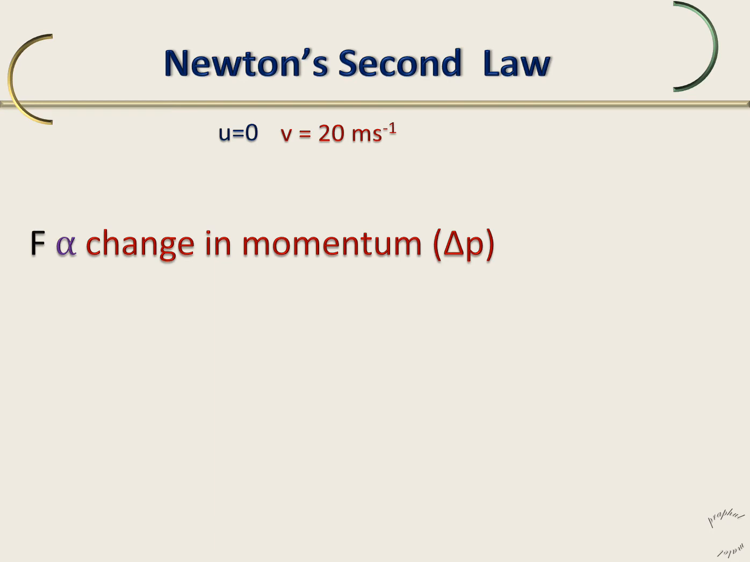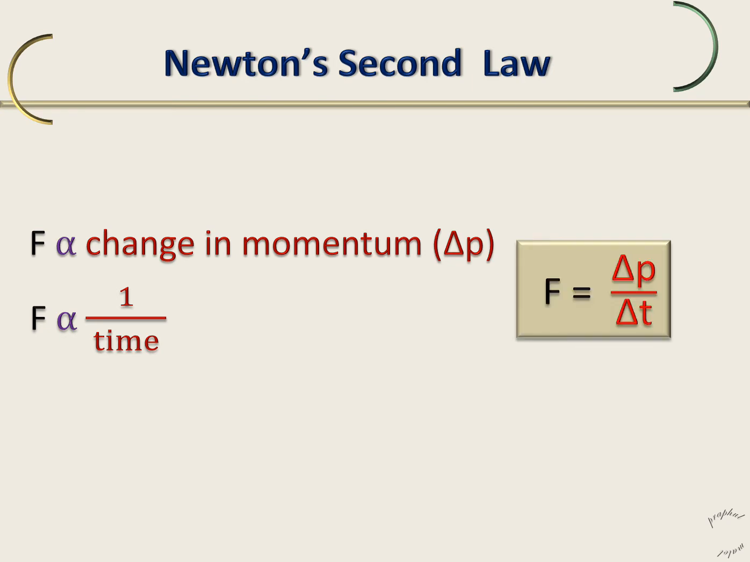So what should I do? If you want to change the momentum in a shorter time, you have to apply a bigger force. So if you apply a bigger force, the momentum changes in a shorter time. The second factor that decides the resultant force acting on a body is the time. Or the resultant force acting on a body is inversely proportional to the time. Shorter time, bigger force.